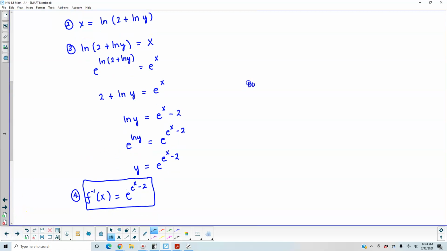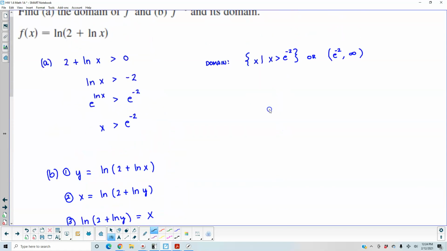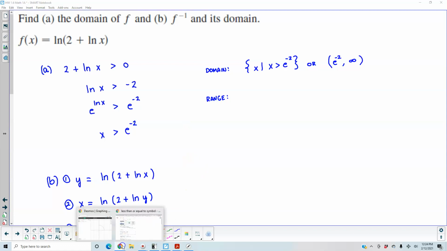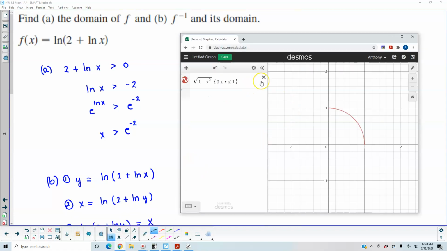So the next thing we want to do is find the domain of f inverse. Okay, well, recall up here, right, this is the domain. So what would the range of this function be? So what is the range of this function? So the range of this function is any real number, and we can confirm that by using the graph.